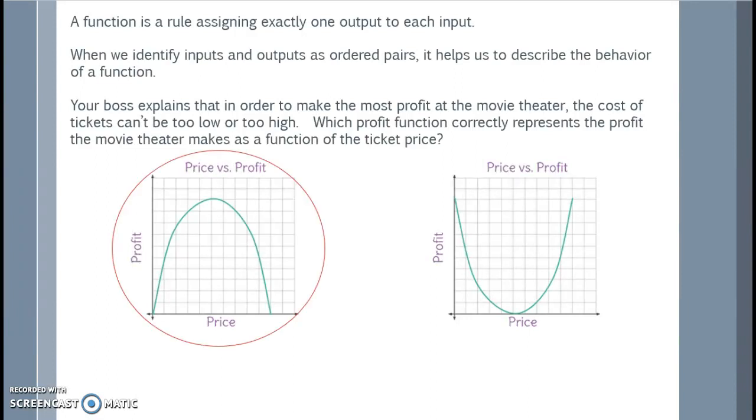I would say the first one. As the price is increasing, slowly the profit is also increasing until it reaches its height, or its maximum profit. Then, if we continue to increase the price, our profits go down. Versus the one on the right, as our price increases, our profits go down, and that's not what the statement said, so it cannot be the second option.